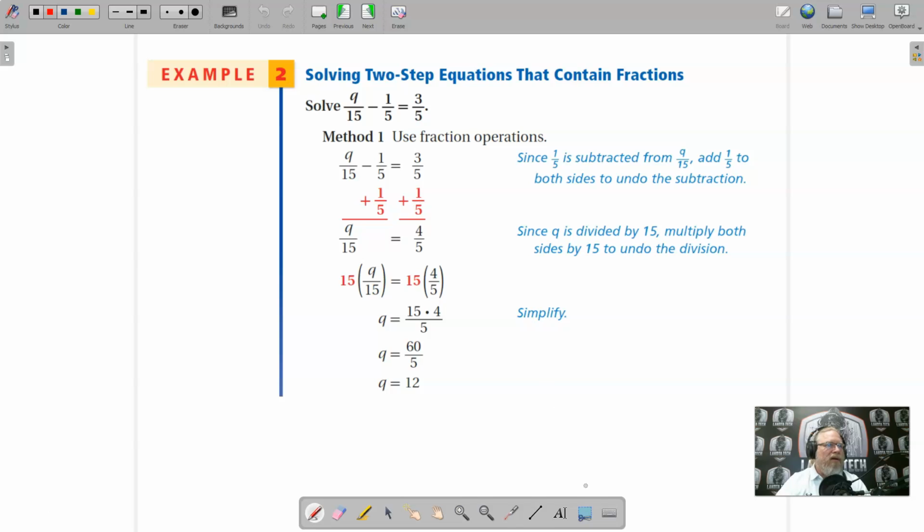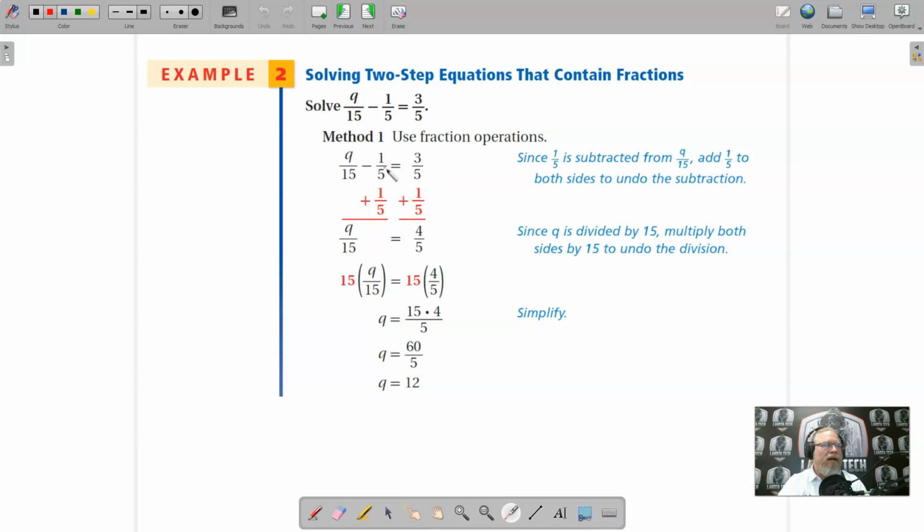Example 2, solving two-step equations that contain fractions. So we have q over 15 minus 1 over 5 equals 3 over 5. So method 1 is to go ahead and use fraction operations. Since 1/5 is subtracted from the q over 15, we're going to go ahead and add 1/5 to each side. So let's add 1/5 to each side.